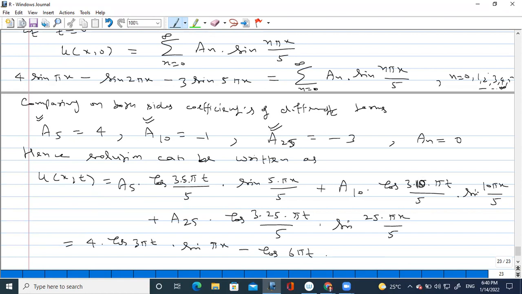6 pi t into sine 2 pi x, and plus A25 is, again it is minus, so -3. -3 into cos 5 into 5 is 25, 3 into 5 is 15, so 15 pi t into sine 5 pi x. So this is the answer.